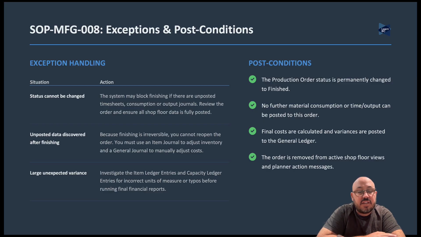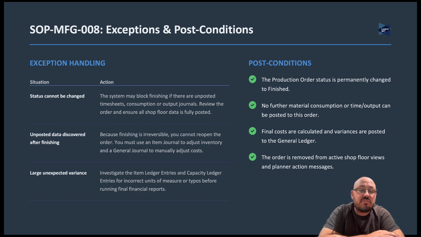Unposted data discovered after finishing. Well, that's a problem because you're not going to be able to post it. So because finishing is irreversible, you cannot reopen the order. You must use an item journal to adjust the inventory and then a general journal to manually adjust costs.